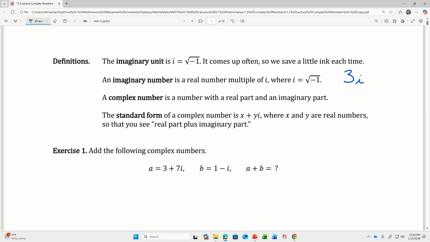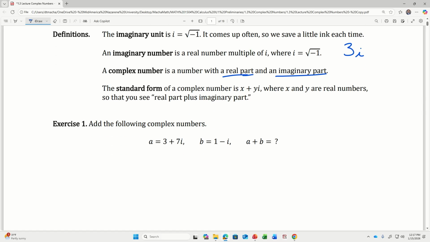A complex number is a number that has a real part and an imaginary part. And so this is an example of a complex number, 3 plus 7i. And that's also in standard form. So if I tell you the standard form of a complex number, that's a real part plus an imaginary part, like x plus yi.